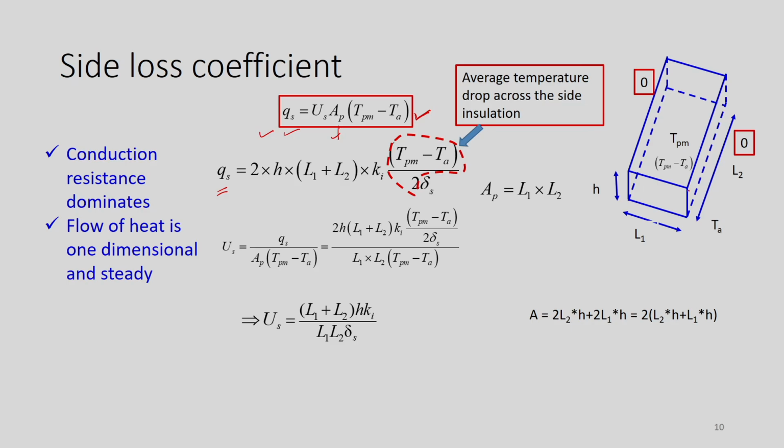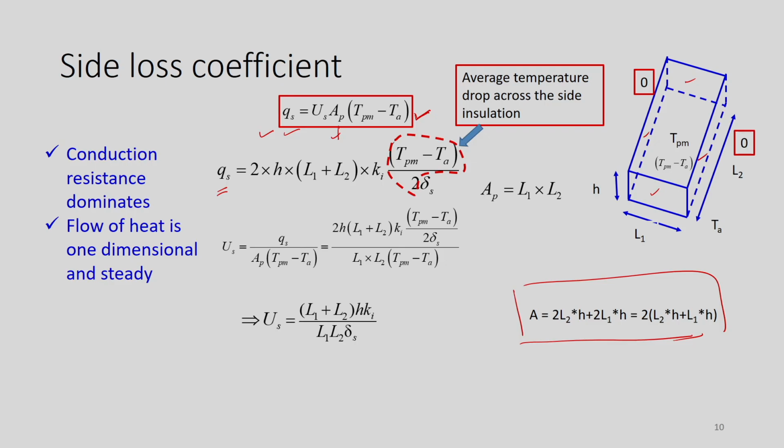This area we need to calculate. So, this way we can calculate the area. If we know L2 is the length, L1 is the breadth and H is the height, then the area will be something like this, because there are two sides, this side and this side, and also this side and this side. So, all the things need to be considered.